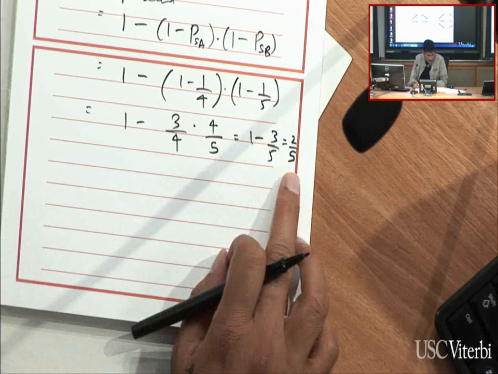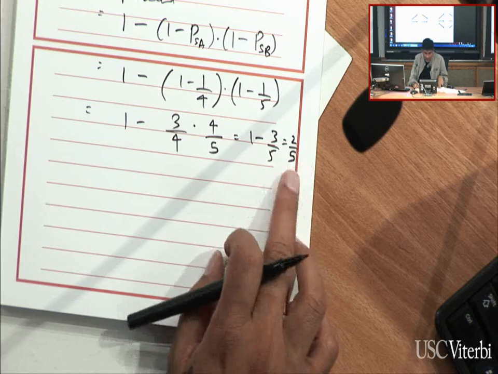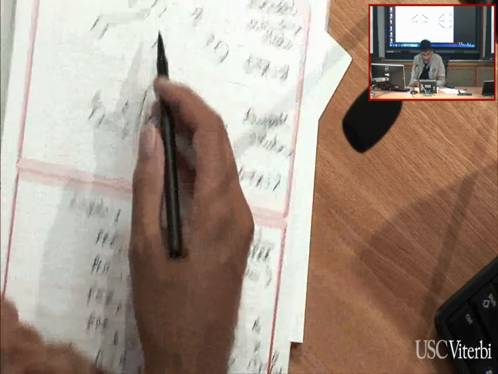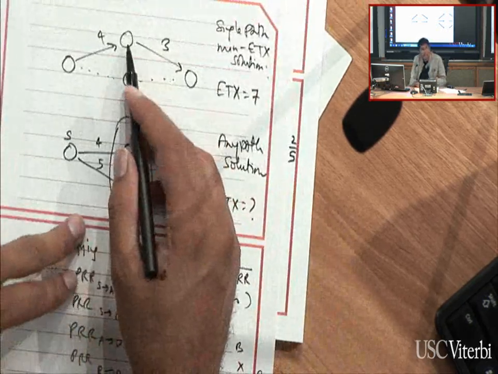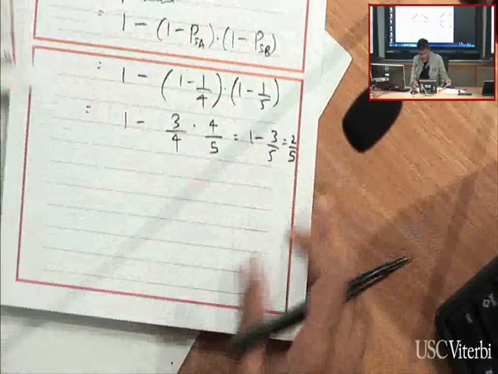So 40% chance of success in that first try. This is different from this scheme in which the success is 25%. So it's gone from 25% to 40%. That's the improvement we got in this example.